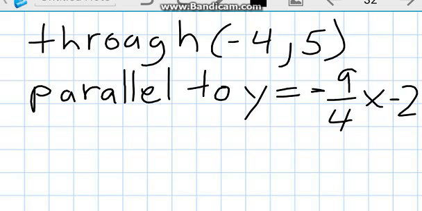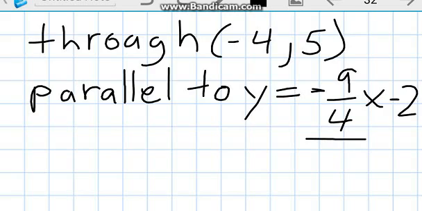There are some things you need to remember. The first step is to remember that parallel lines share the same slope. Knowing this, since the given line is in slope-intercept form, the coefficient of x, which is -9/4, is our slope. So that is the slope that we're going to use.